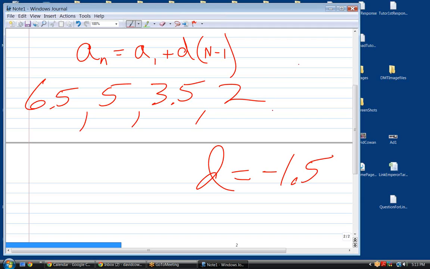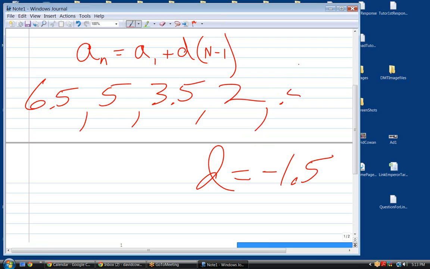Okay. Now, what's the next three terms? 2 should be 1.5. No, just 0.5. Negative 1. Negative 2.5.